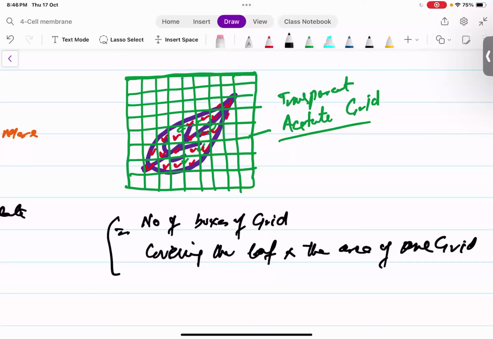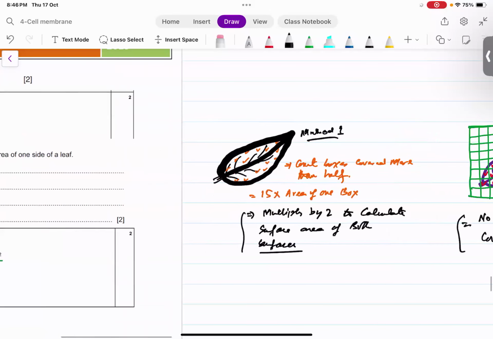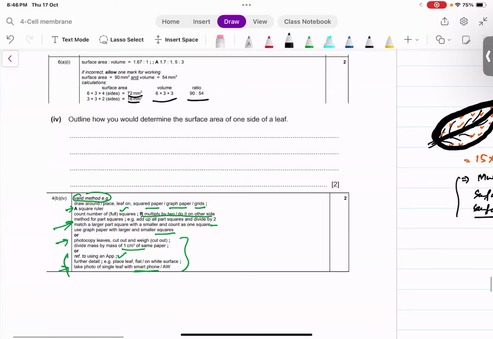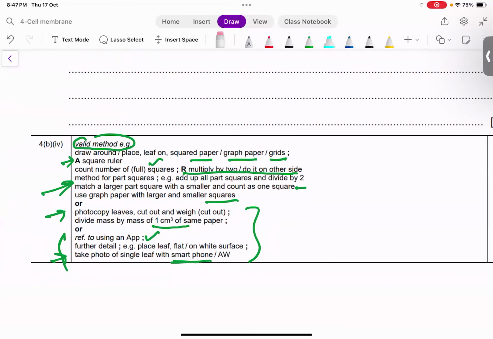If the surface area of both sides of the leaf has to be calculated, then we will multiply the surface area of one side by 2, and that would give us the surface area of the two sides. So that's how you should have done this. Maybe there are some other methods, but that's a very simple method.